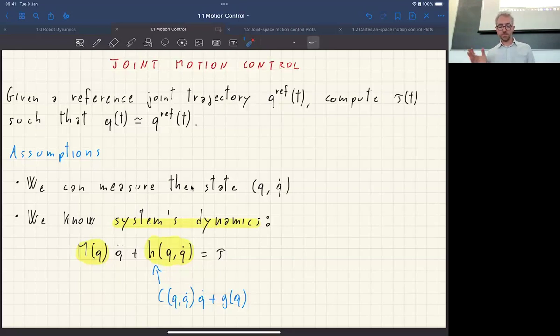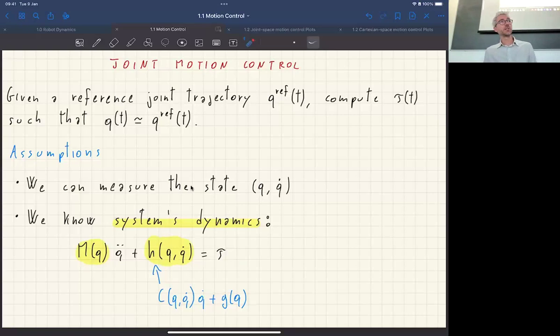But that's a bigger problem, I would say, of these assumptions that we assume we know the dynamics. We do know it, but there is a friction which is hard to identify, to model, and even harder to compensate when you're doing control. But for the moment, we're going to neglect that, and we're going to move on with our design of joint space control.